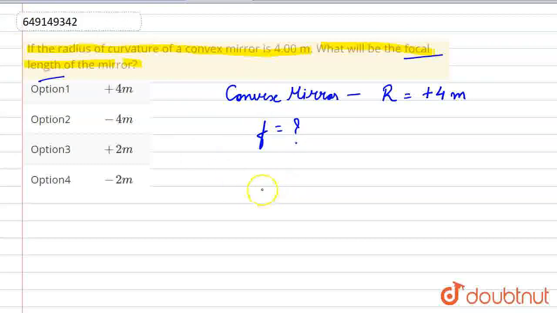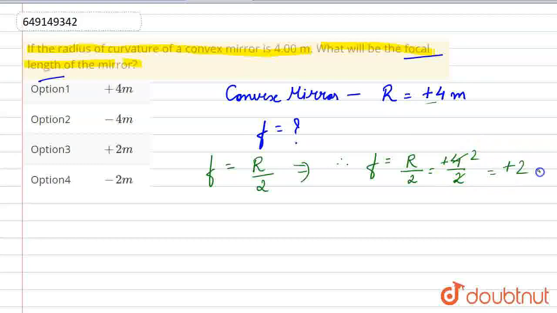Now if we look at the relation between the focal length and the radius of curvature, the focal length is half the radius of curvature of the mirror. So we can say that the focal length is equal to R by 2, that is plus 4 by 2, where R is plus 4. 2 times 2 is 4, so we get plus 2. Therefore the answer we got is that the focal length is plus 2 meters. So option C is the correct answer.